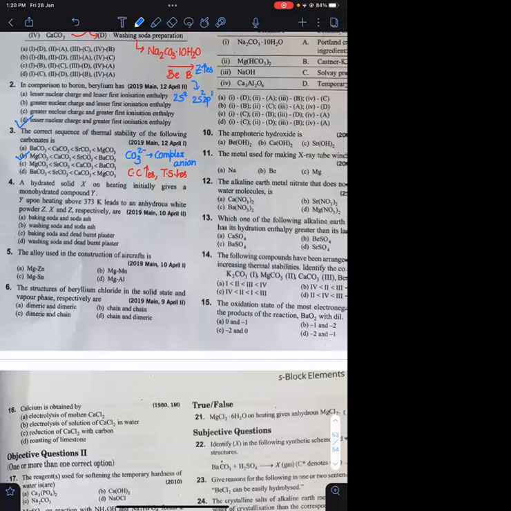Whenever it is heated, or even left in air, it will show a property called efflorescence. Efflorescence means it will be losing water. So Na2CO3·10H2O converts into Na2CO3·H2O. On heating it further, is the temperature 373 only?